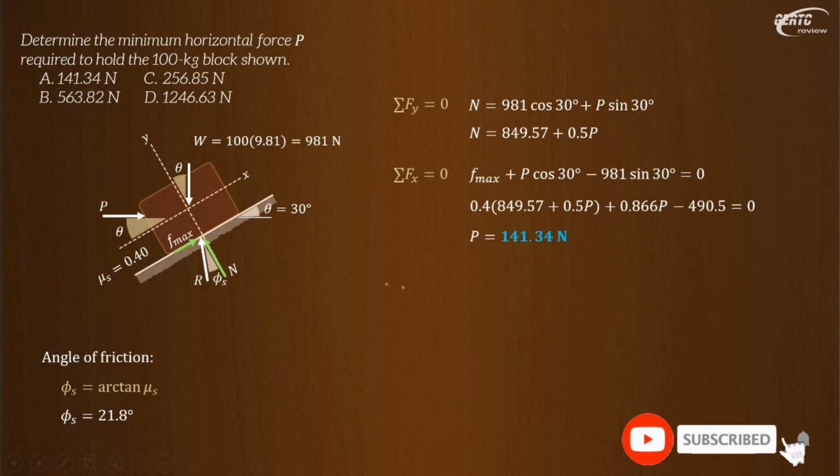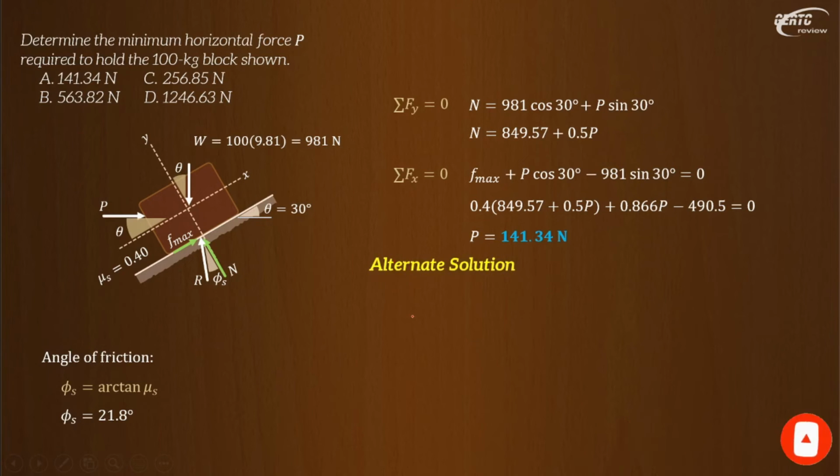Okay, let's move on. Let's have an alternate solution to this. Here we used the analytical solution, summation of forces along X and Y. But normally, problems in friction, especially blocks like this, can be solved easily using the force polygon. Most of you know that method already, no? Notice that there are 4 forces here: P, W, N and F. But since N and F can be resolved into their resultant, we will be dealing with only 3 forces.